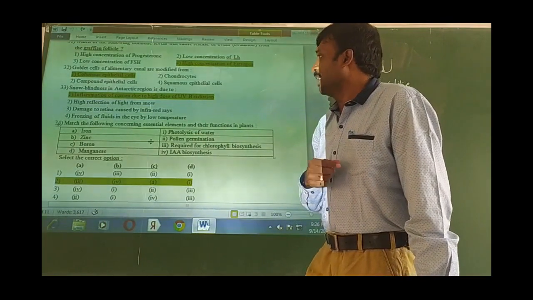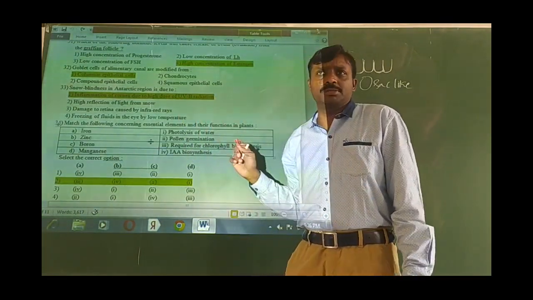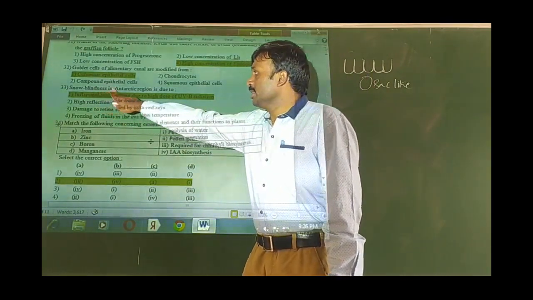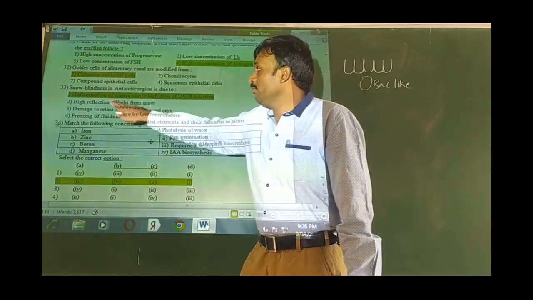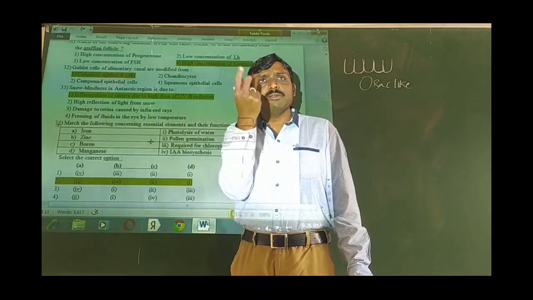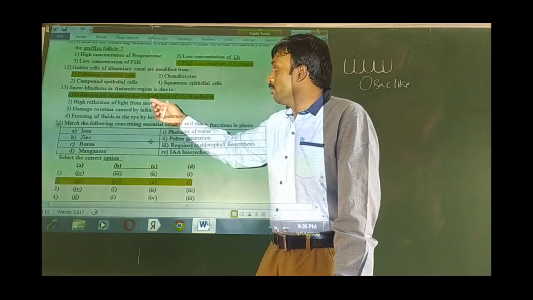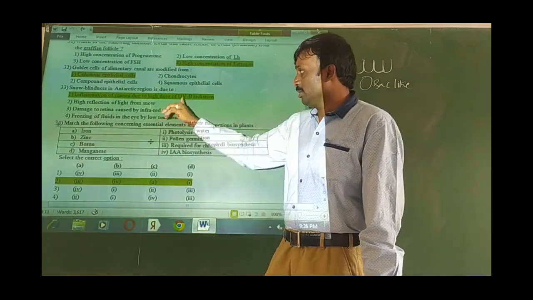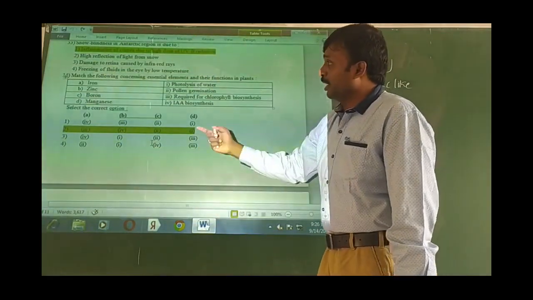Snow blindness in the Antarctic region is due to. This question is from environmental issues, the last chapter of the second year syllabus. Snow blindness in the Antarctic region is due to UVB radiation, causing inflammation of the cornea. The cornea, the part of the eye, starts showing a burning sensation or pain due to a high dose of UVB radiation. So this causes snow blindness. Then moving on to the next question.